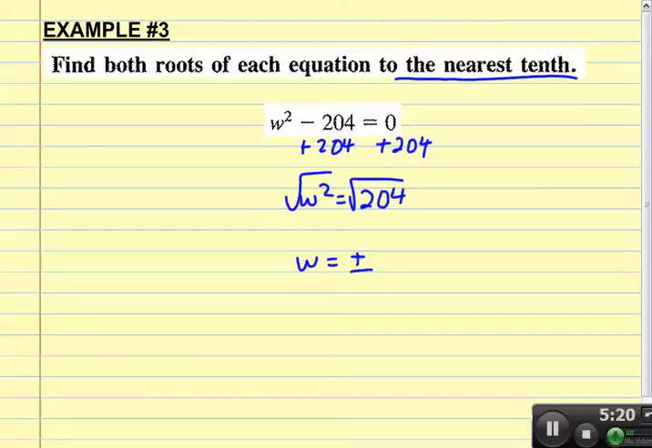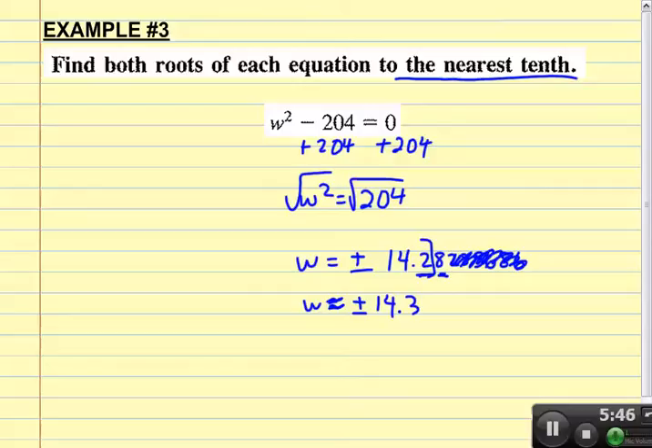It's going to be something less than 15, because that would be 225. They said to the nearest tenth. I got 14.28285686 to the nearest tenth. That means that W is going to equal approximately, positive or negative, 14.3. You got it, 3, because 8 is bigger than 4. Remember, if the number outside the gate is 5 or bigger, then the number inside the gate goes up by 1. Nice. Another one done.